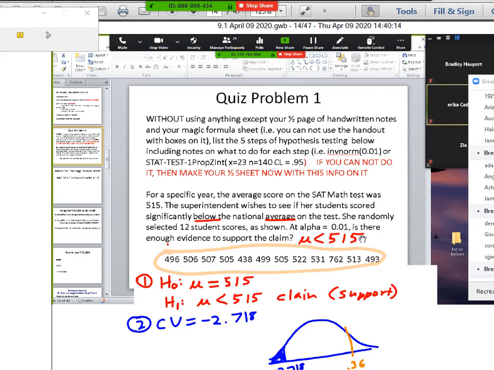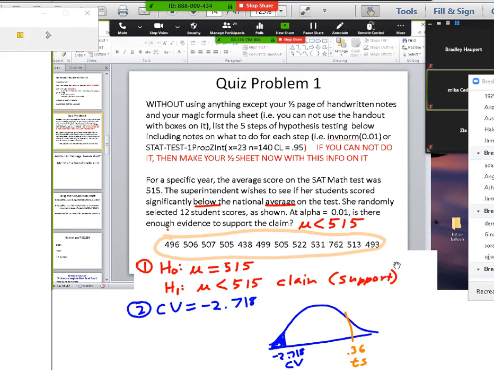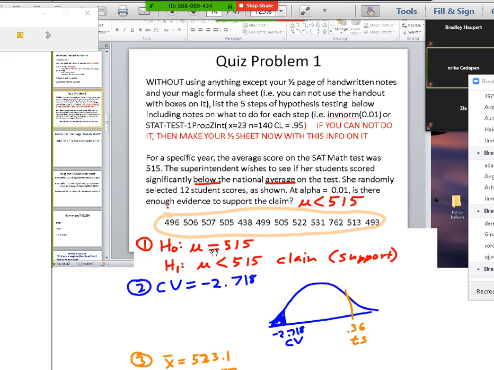That's your claim. H naught is always, always, always equals. So H naught is going to be that mu is equal to 515, since that's not my claim, which is less than. Remember, the number stays the same always. What changes is the symbol.